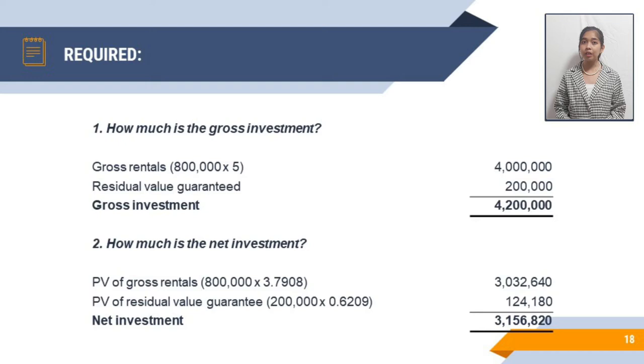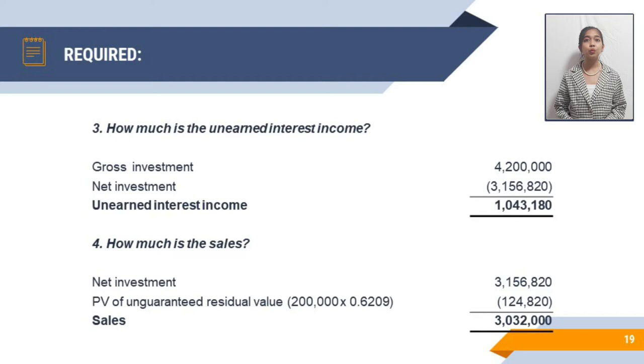The net investment is 3,156,820, at yung unearned interest income is still amounting to 1,043,180. However, there is a difference in the computation of the sales and the cost of goods sold. So here is the computation, and we will see that the total of sales and the cost of goods sold are not the same from the previous computation we had in guaranteed residual value.